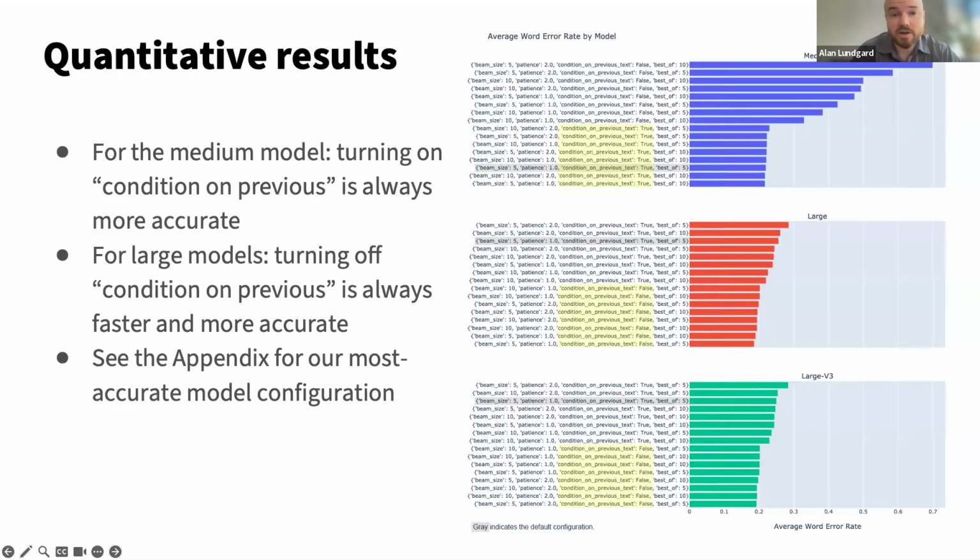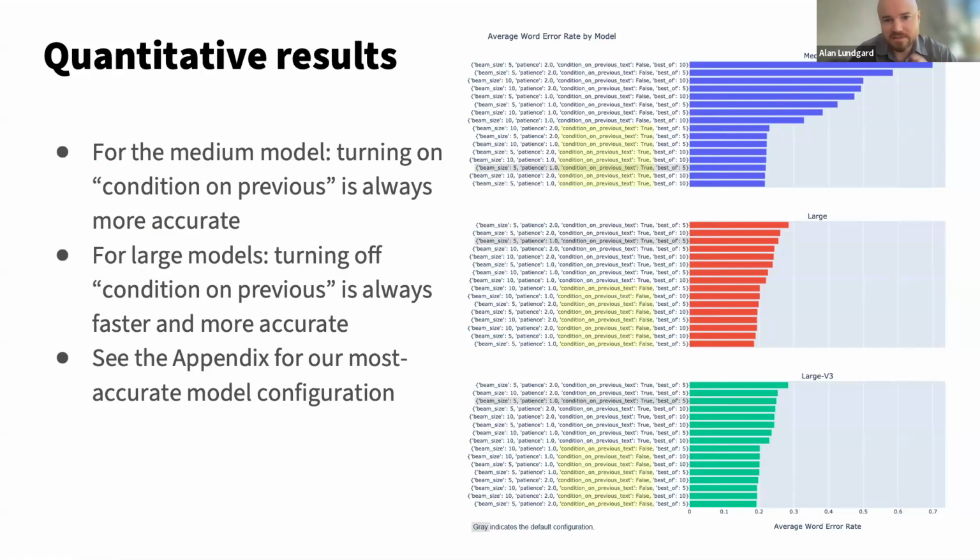So this chart represents the results of this testing. It's a bit difficult to parse, so I'll walk through it. Each row in the chart is a unique parameter configuration, one of 48. Each configuration is faceted by model size. So we have the medium model, the large model, and the large V3 model. And for each configuration, we calculated the average word error rate across our test set.